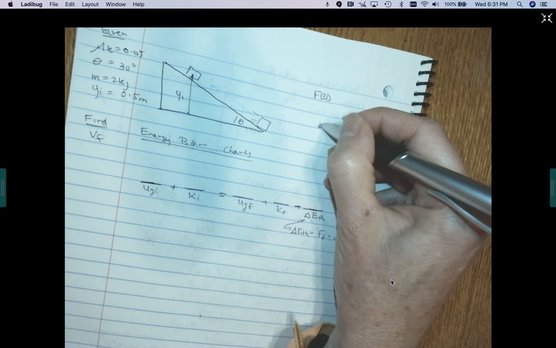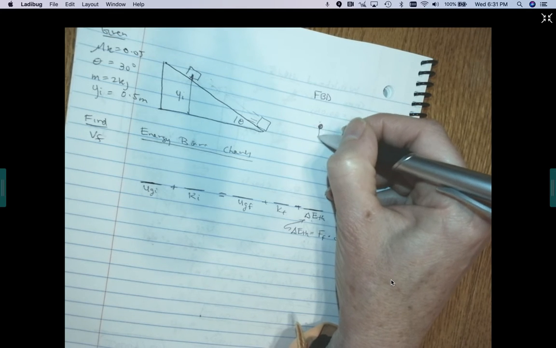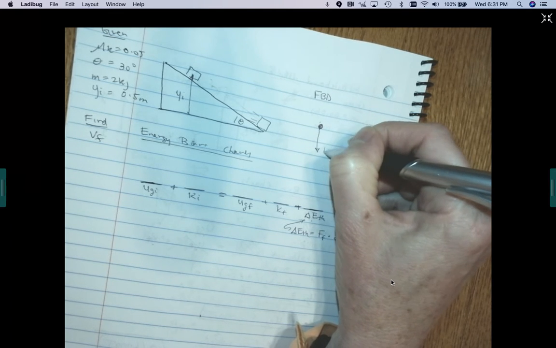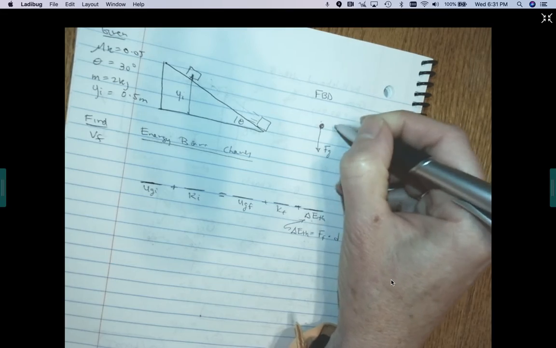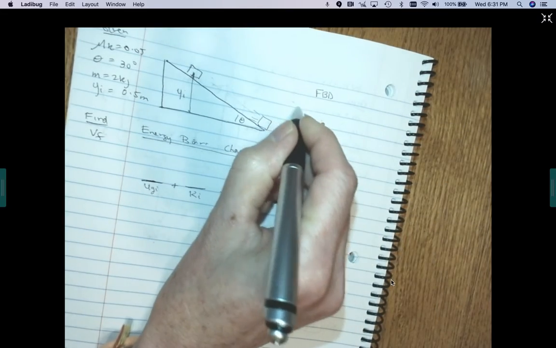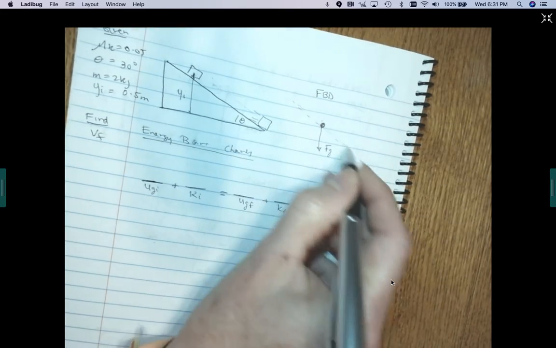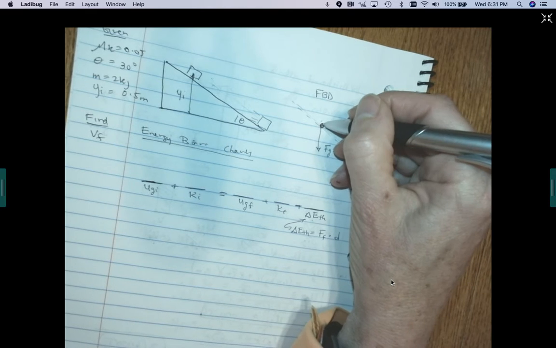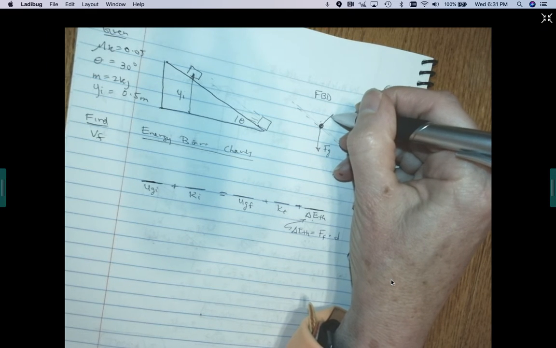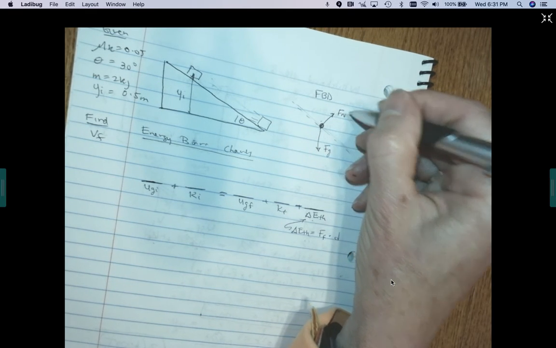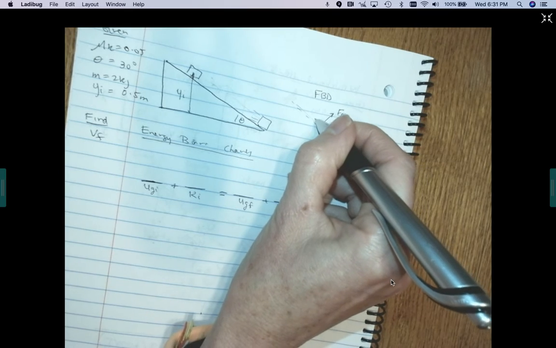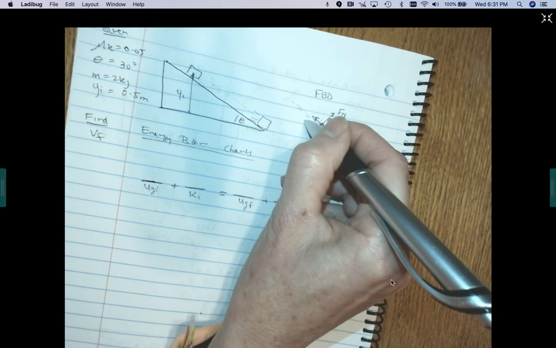So we have the force of gravity going downward. And let's just sketch in the plane, which will also be our x-axis. Then we have the normal, that'll be perpendicular to that. And then we have some force of friction that's slowing us down.